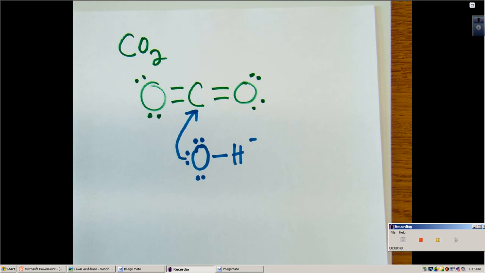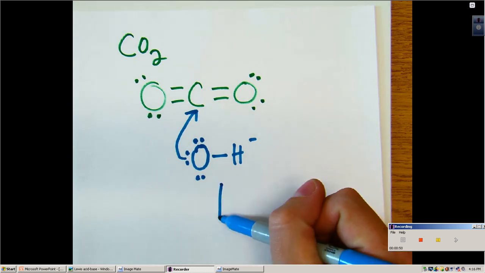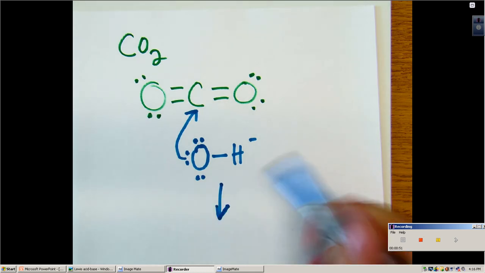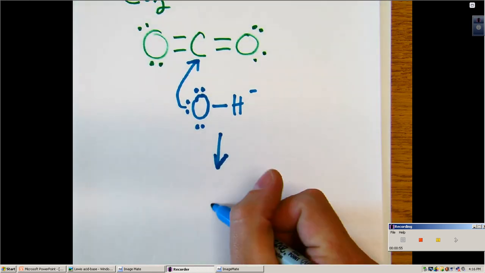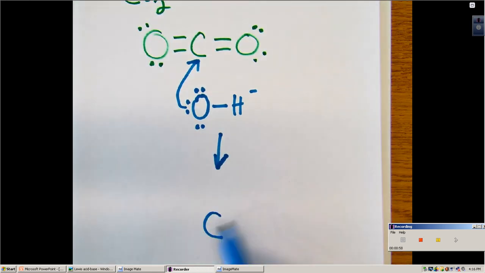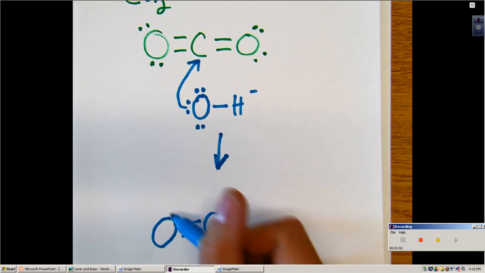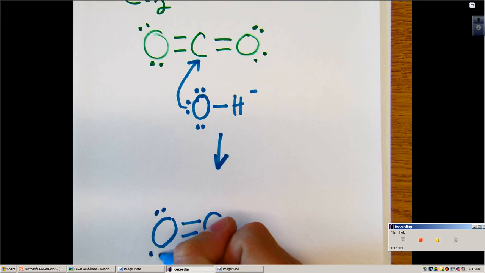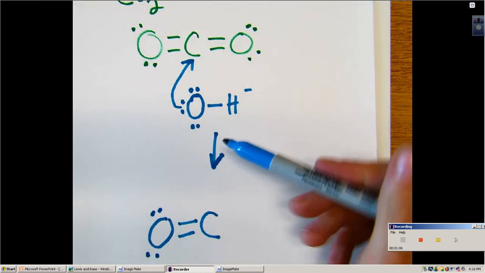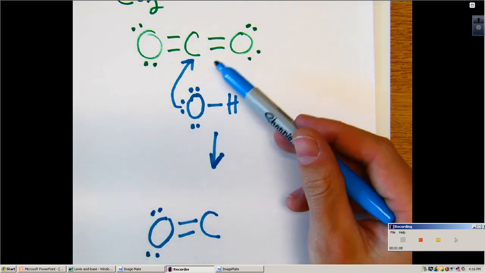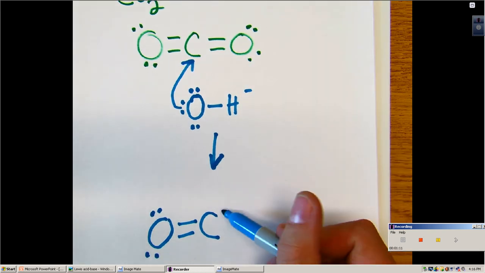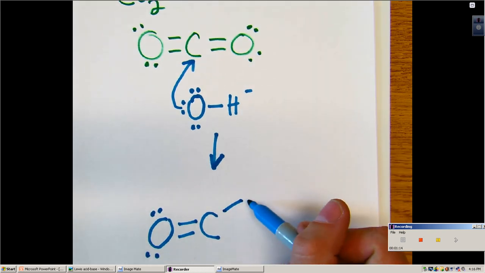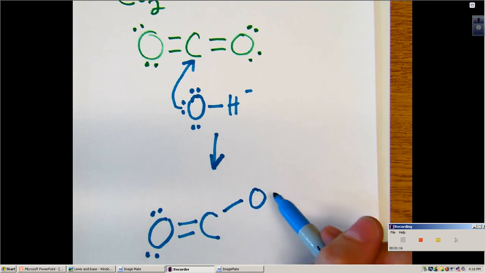So those lone pairs get donated to carbon, and we end up with a totally new situation where we've got a carbon in the middle still. Carbon's always in the middle, double bonded to one oxygen still, looking just like it does on the other side of carbon dioxide. But when carbon decided to bond with this oxygen, it had to let go of one of these bonds. So you end up with a bond out here to an oxygen.